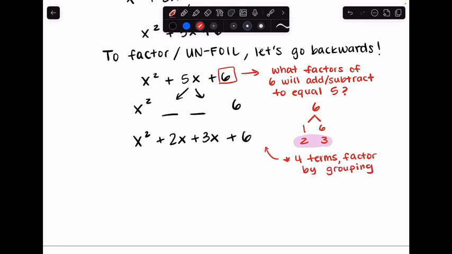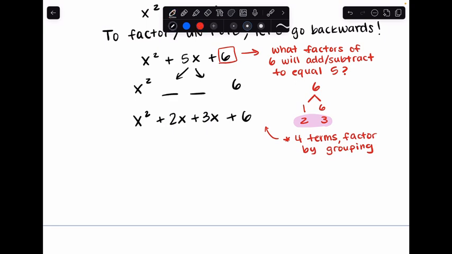So again, to factor by grouping, what you're going to do is place parentheses around the first 2 terms, so x squared plus 2x. You're going to place your second pair of parentheses around the last 2 terms and include the sign with it, so plus 3x plus 6.